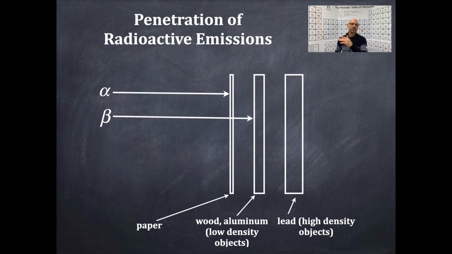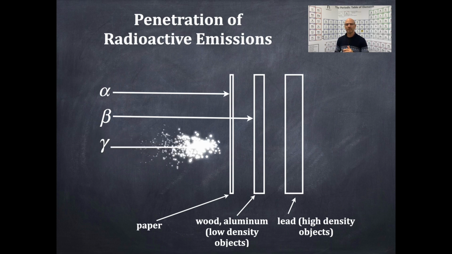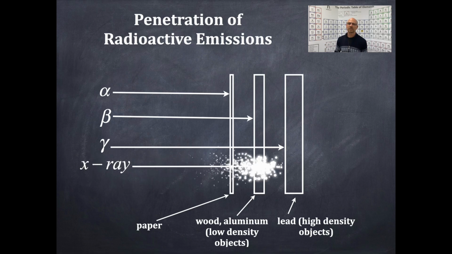Beta particles go right through the paper, but they're stopped by low density objects. And gamma particles go right through the paper, right through the low density objects, and are stopped by high density objects like lead. Just to give you a reference, X-rays do the same thing as gamma particles. So X-ray and gamma particle are very similar. They don't have any mass, and they're traveling very fast. That's the penetration ability of those three different particles: alpha, beta, gamma.